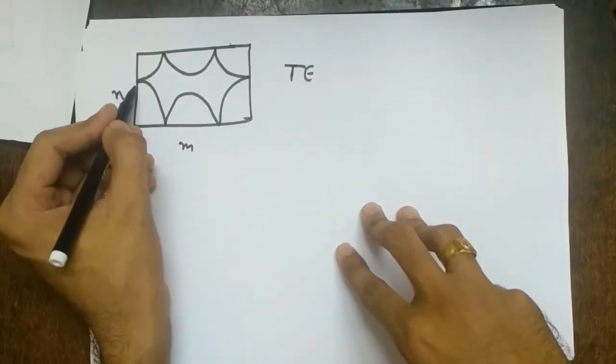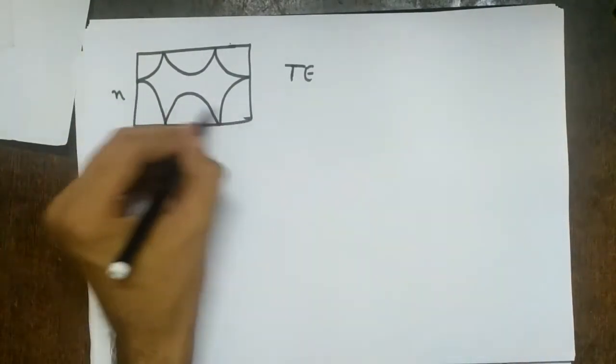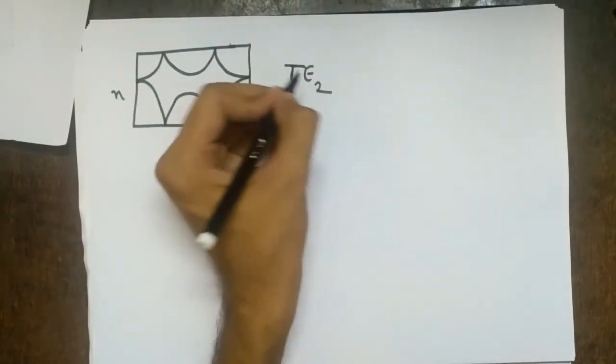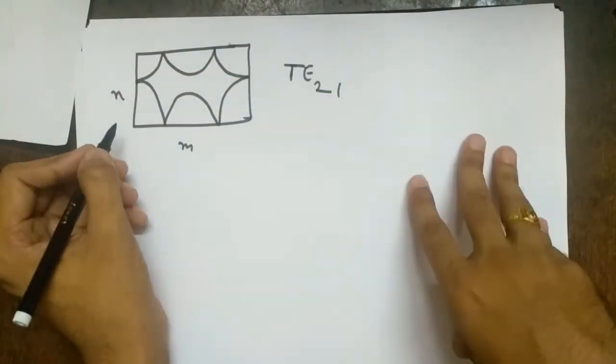If you are saying three, this is wrong. This is one half cycle. This is one quarter cycle. This is one quarter cycle. So two half cycles in M. So TE2. Here how many? One only. So TE21 mode, right?